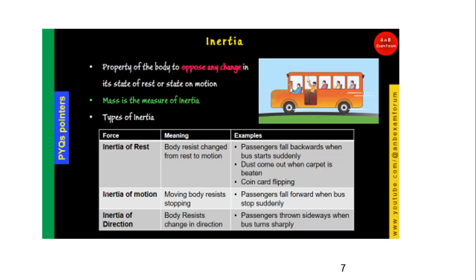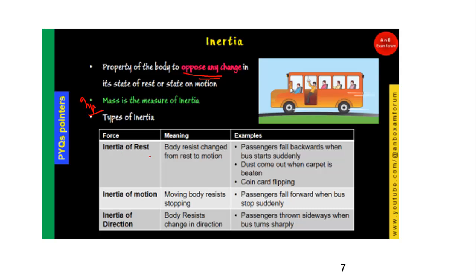And in the theory chapter we have seen that inertia is the property of a body which opposes any change. It opposes any change in the sense that if it is at rest, it stays at rest; if it is in motion, it stays in motion. And this is very important: mass is the measure of inertia. Higher the mass, higher the inertia; lower the mass, lower the inertia. And there are three types of inertia: inertia of rest, inertia of motion, and inertia of direction.